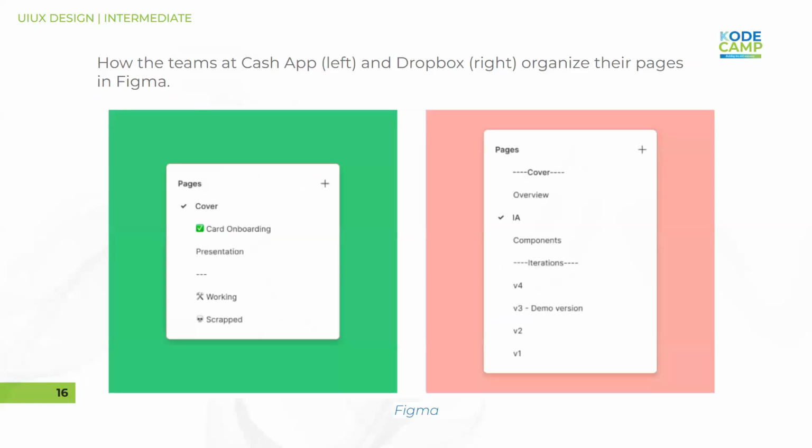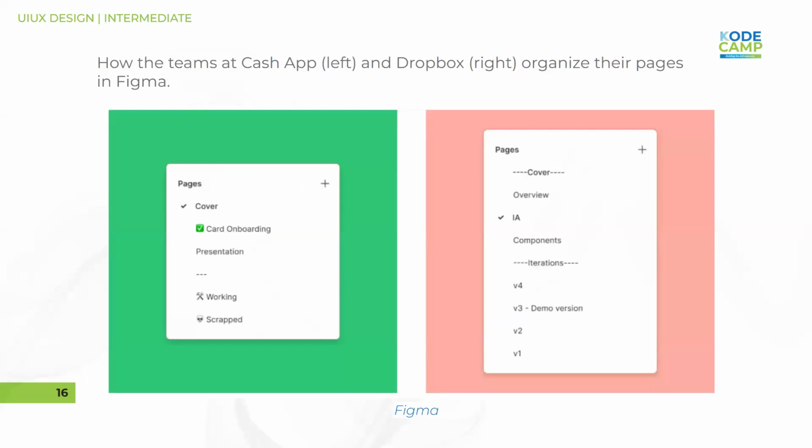So this is an example. We have Cash App, and this is Dropbox. This is how they organize their pages in Figma. So you can see the cover. To me, the cover is very important, because the cover is like a thumbnail. All right, it is a thumbnail.